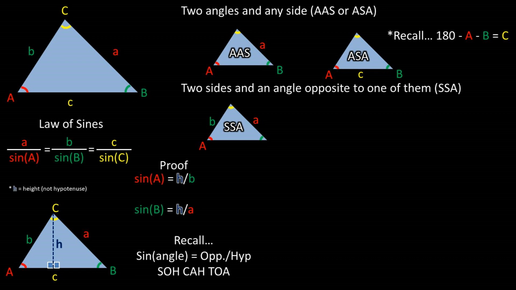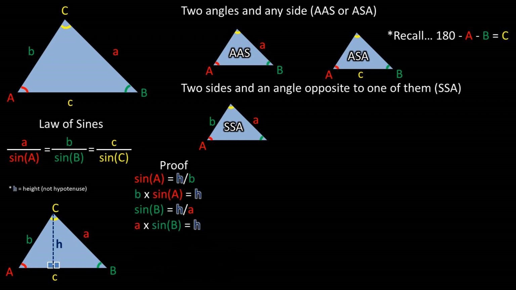Recall that the sine of an angle equals the opposite side over the hypotenuse or longest side of the triangle. In this example, we have the height or side H, which is the opposite side of the angle A and B. Then we have the side length B and the side length A as the hypotenuse of these two right triangles. Plugging that into the sine of an angle equals opposite divided by hypotenuse formula, we get the displayed equation. Rearranging these formulas, we get that B sine of A angle equals the height, and A sine of B angle is equal to the height, or H.